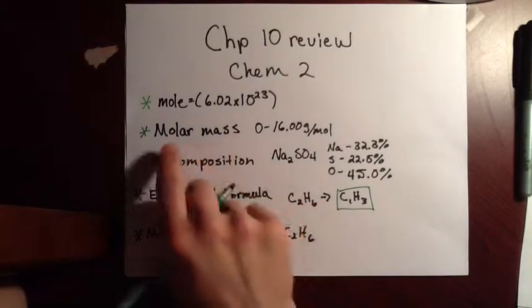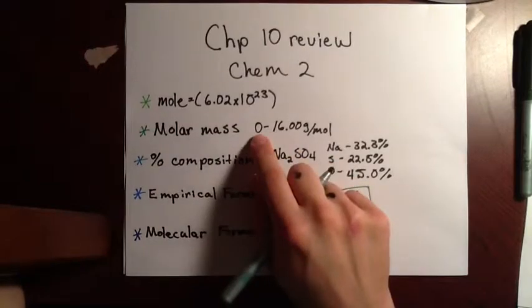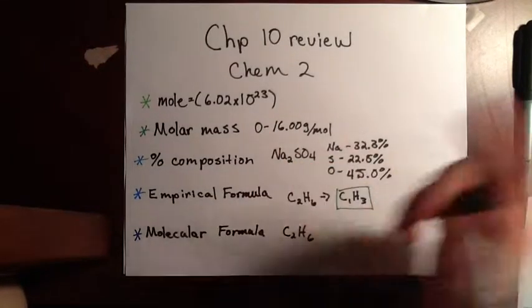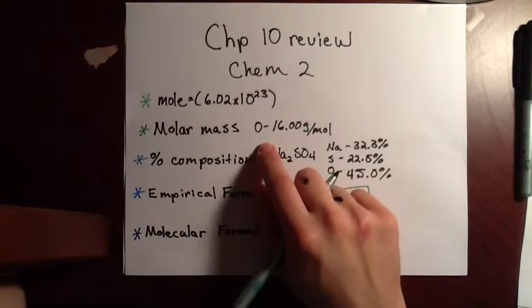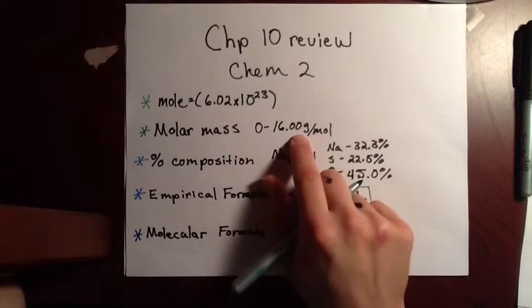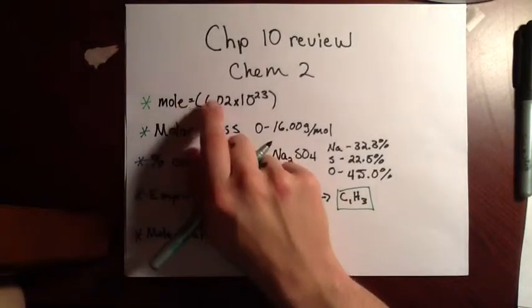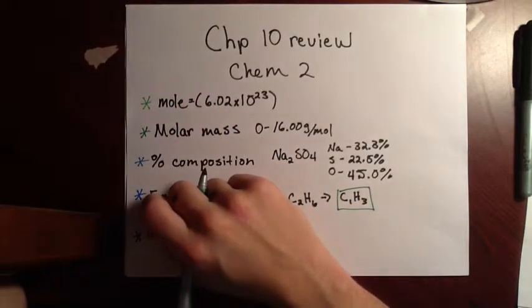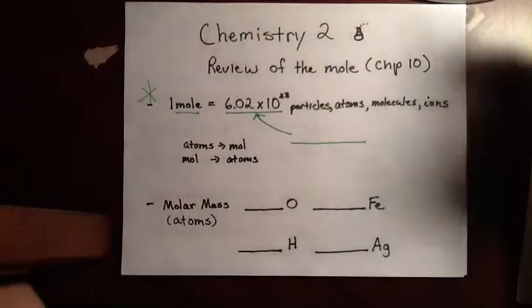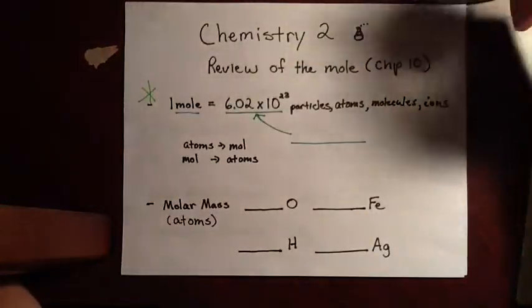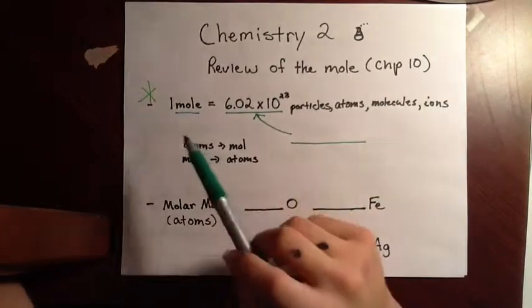And back on molar mass, you should know that for oxygen, you look on the periodic table and its molar mass would be 16 grams per mole. So the first thing we will discuss is the mole and Avogadro's number. So that's the first review we'll have. Okay, so the review of the mole, chapter 10.